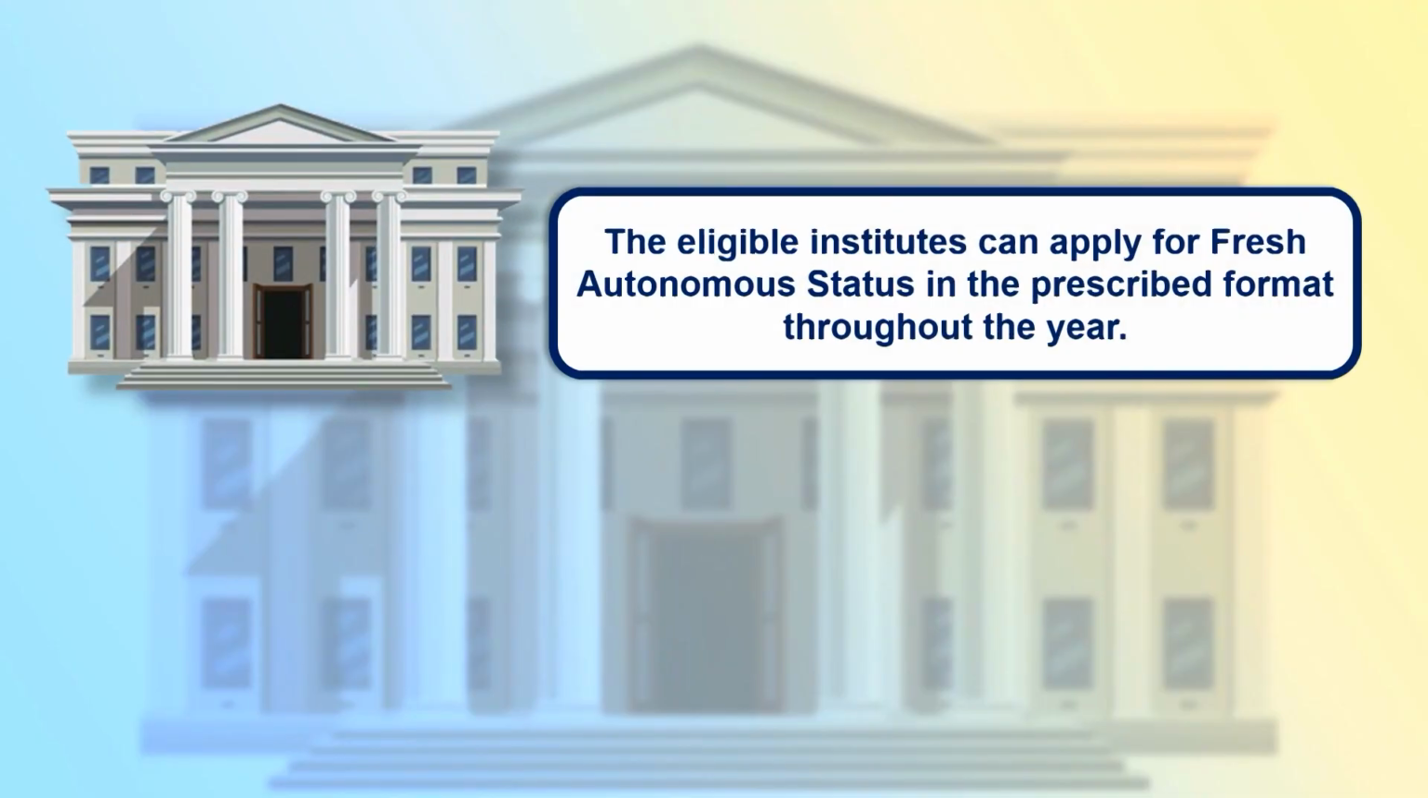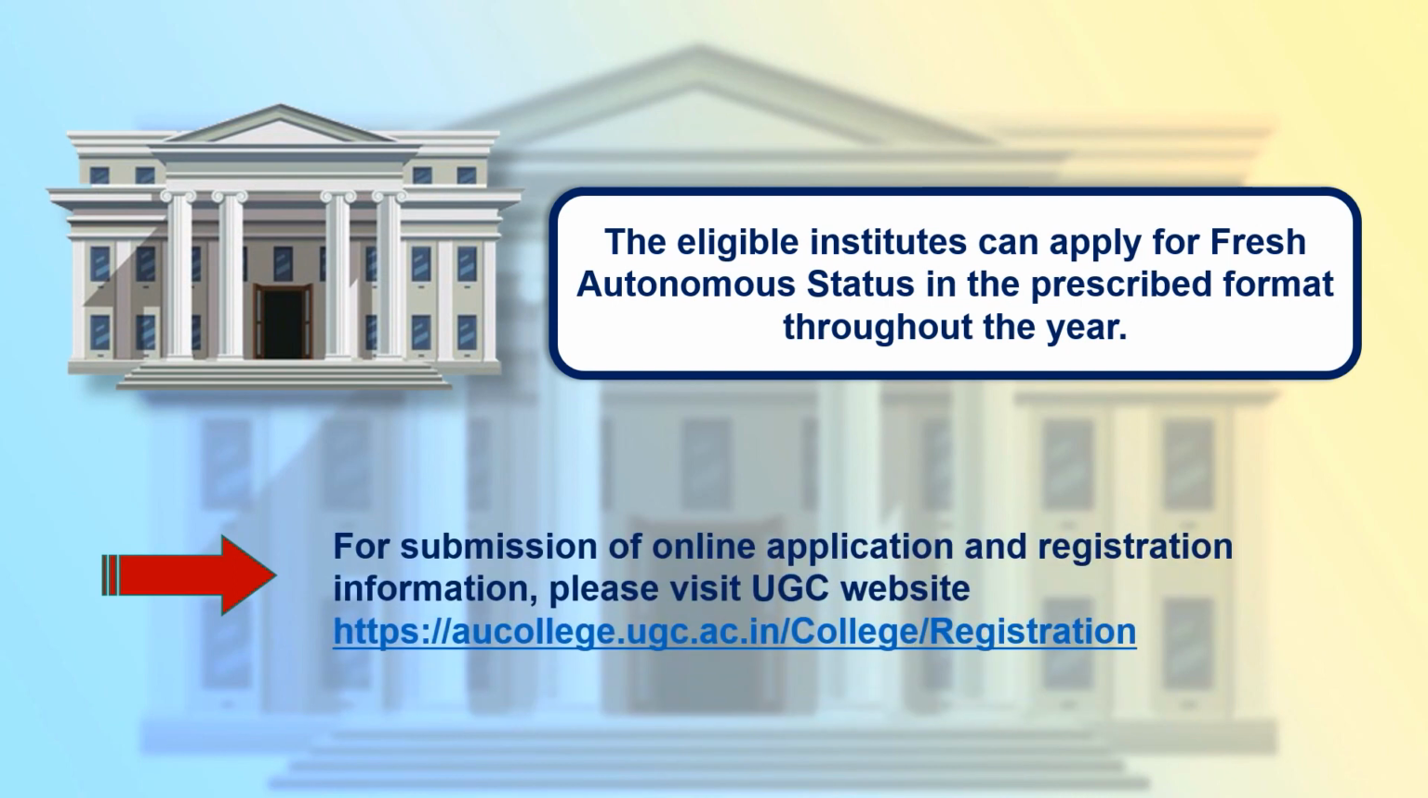The eligible institutes can apply for fresh autonomous status in the prescribed format throughout the year. Again, those whose term of autonomous status is expiring can also apply to UGC for extension of their status in the specific format. For submission of online application and registration information, please visit the UGC website.